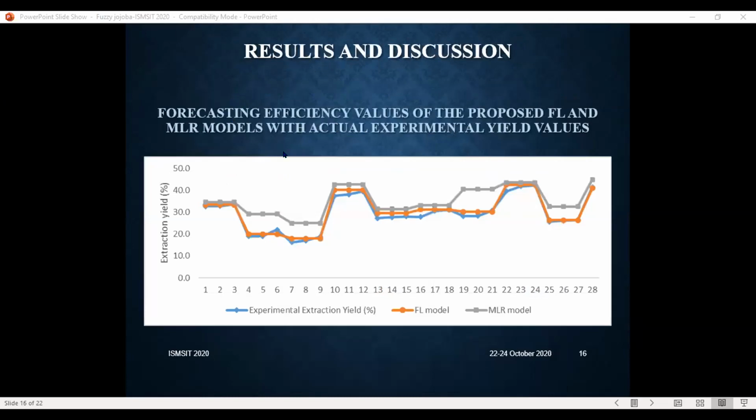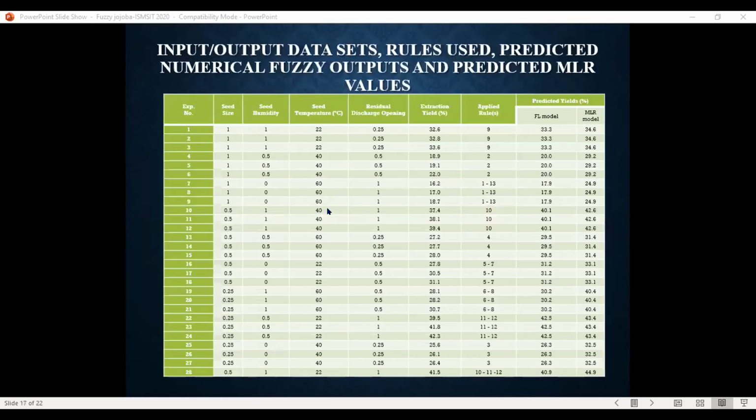Okay, just to compare our result with some linear methods, we also modeled with multiple linear regression to show how accurately the fuzzy logic model finds the extraction yield. And this is the comparison value.